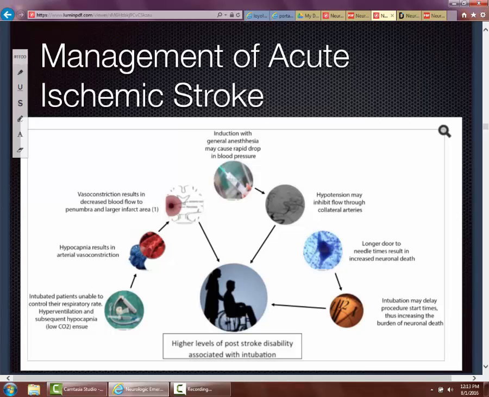And part of the reason is because when you induce anesthesia or you do rapid sequence intubation, you transiently but severely drop their mean arterial pressure, and therefore you drop their cerebral perfusion pressure. That transient drop is enough to lower the blood flow in the penumbra and probably infarct that entire territory.